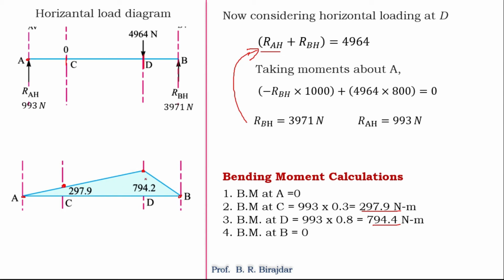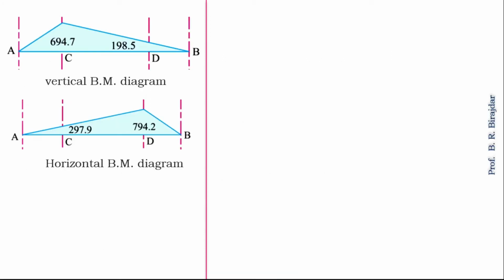Here I have taken the bending moment directly because we already studied how to draw the shear force and bending moment diagram in strength of materials, so you might be aware of this. Now this is the horizontal bending moment diagram. We calculated the bending moment diagram for the vertical force, and again for the horizontal load. Here in the horizontal, the maximum bending moment is 794.2.